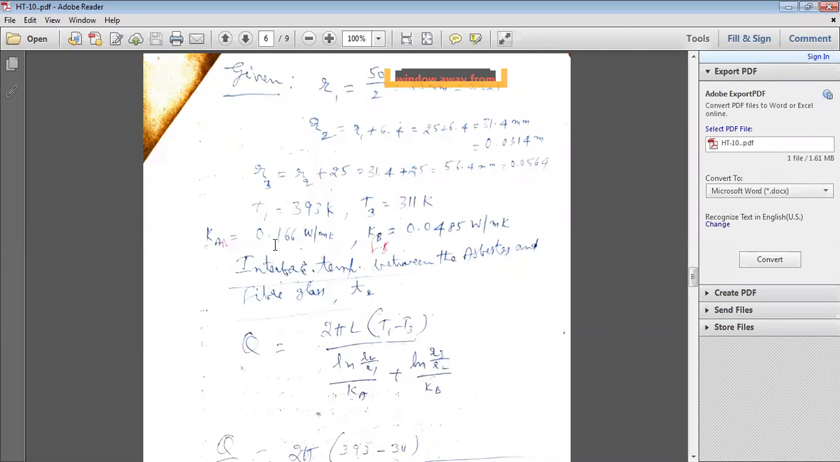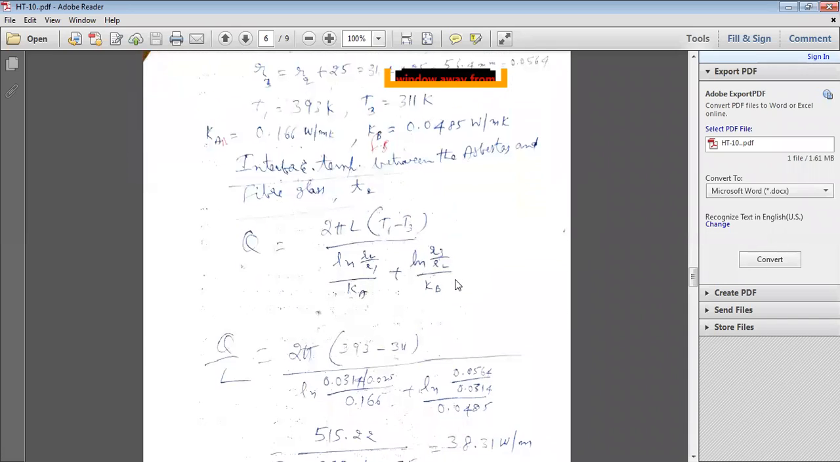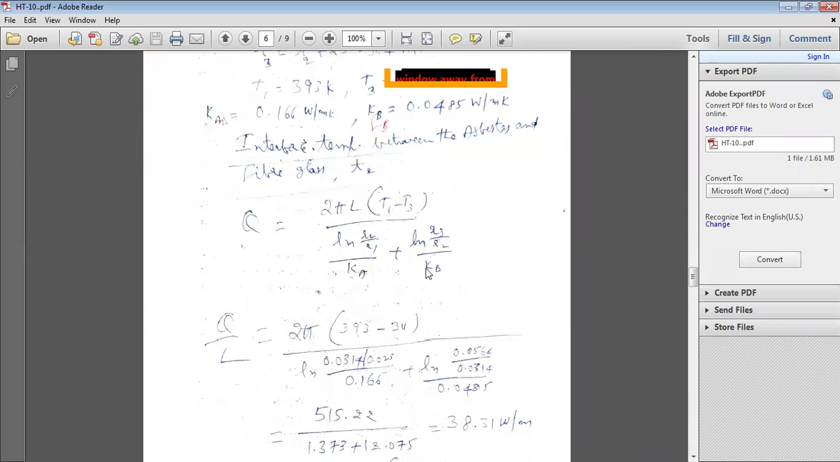Asbestos thermal conductivity is 0.166 watt per meter Kelvin. Thermal conductivity of fiberglass is given as 0.0485 watt per meter Kelvin. So what is the insulation temperature T2? The interface temperature between the asbestos and fiberglass, T2, is to be calculated. Before that, you have to calculate the heat transfer rate by considering the asbestos as well as the fiberglass.